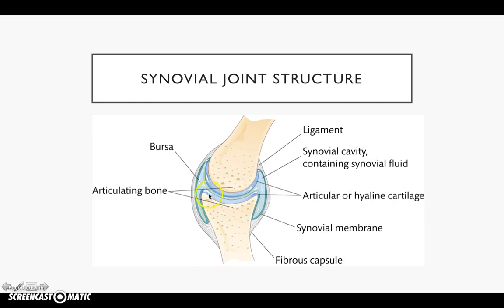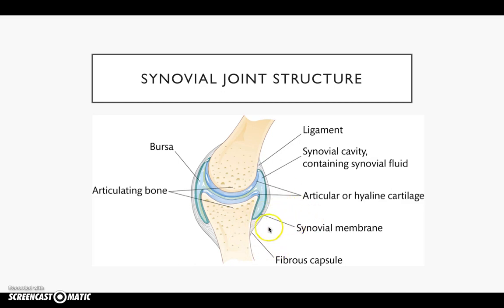This is the hyaline cartilage. Synovial fluid actually provides nutrients for the hyaline cartilage. The hyaline cartilage is at the end of the bones, provides a smooth and slippery coverage to stop the bones rubbing or grinding together. So basically, hyaline cartilage reduces friction, stops the bones rubbing together.